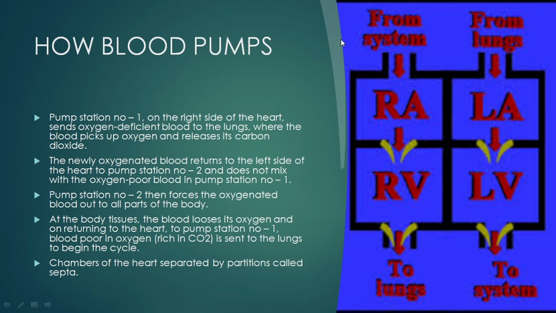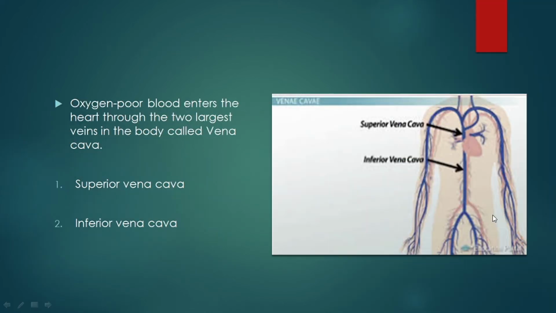So here the deoxygenated blood enters the right atrium, then goes to the right ventricle, then goes to the lungs. Here the deoxygenated blood gets oxygenated, then goes to the left atrium, left ventricle, and from the left ventricle to the entire body system.